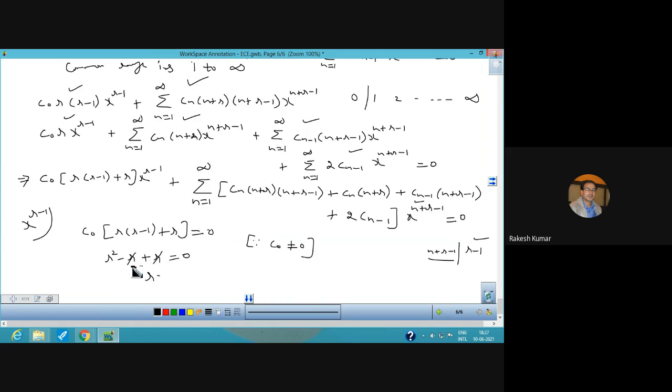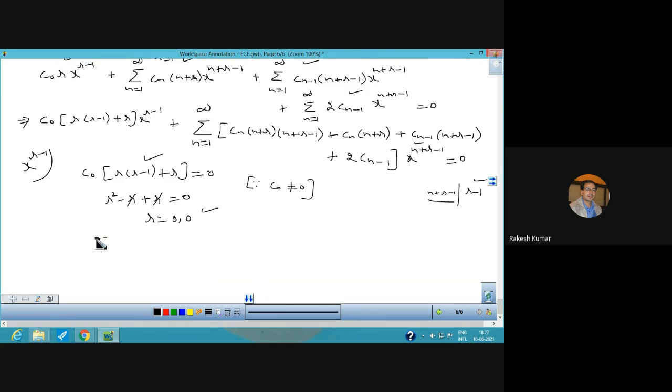So r square comes out to be 0, it means r is 0, 0. Now you just see the initial equation. This is the initial equation actually. The initial equation has two roots, r is equal to 0, 0. Now both the roots are same and differ by an integer.